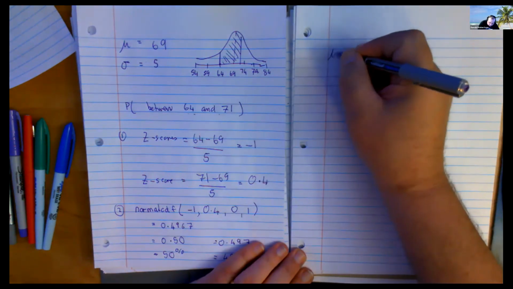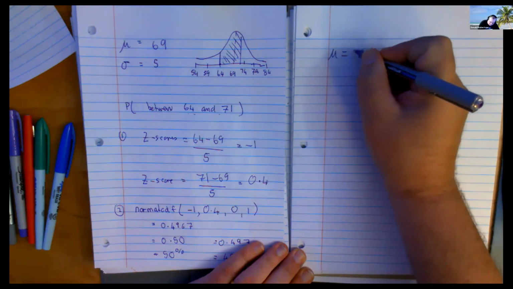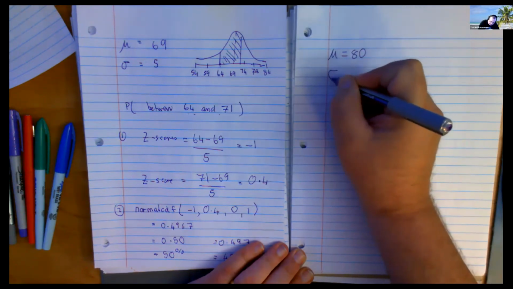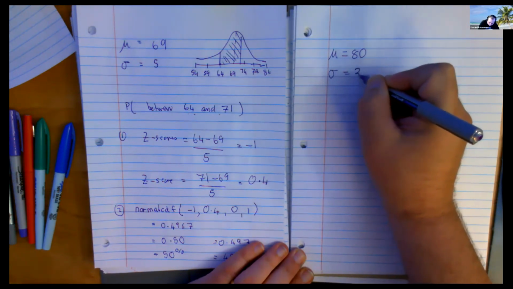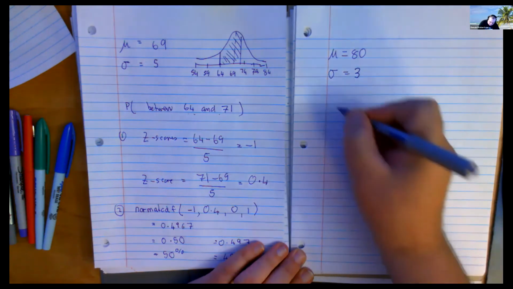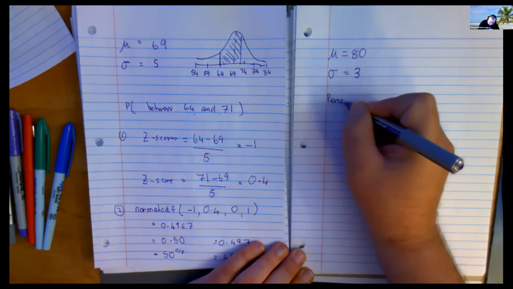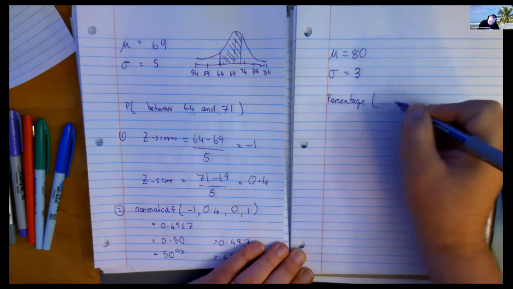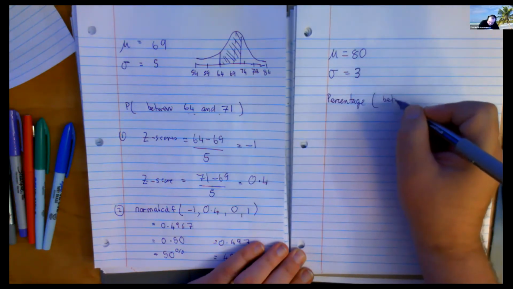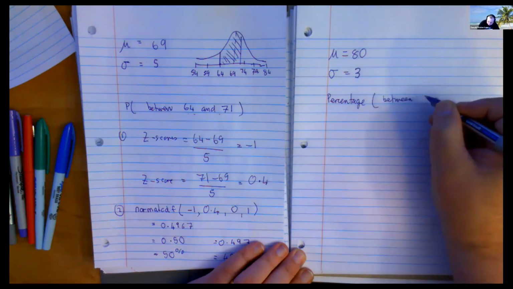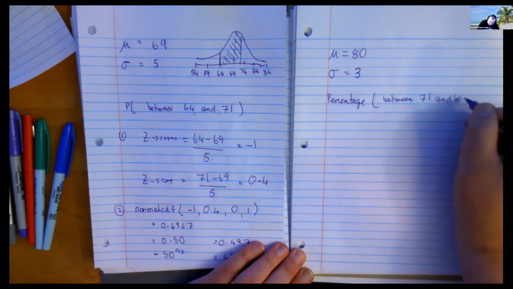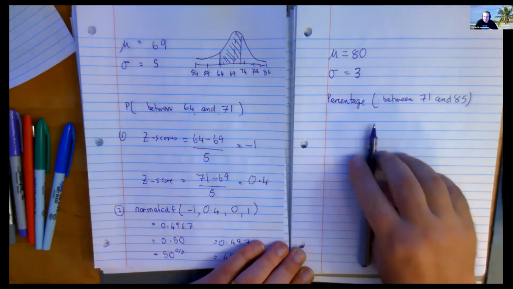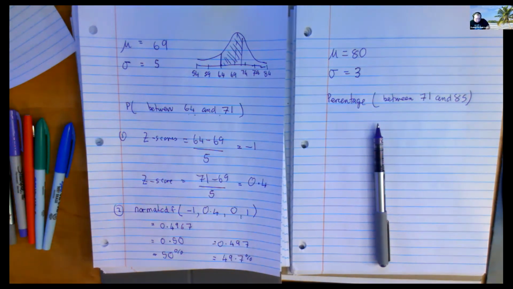So this time we're going to do a test where the mean was 80 and the standard deviation was, let's make it awkward, 3. And I want to know what percentage of people got a score between 71 and 85. Okay, go for it. You've got 2 minutes to do that question.